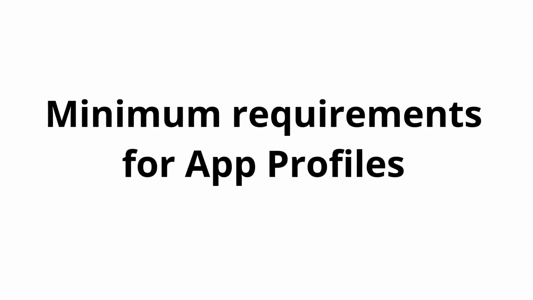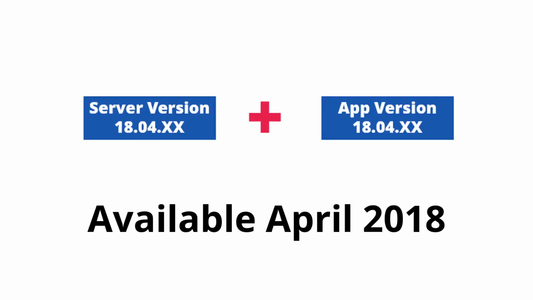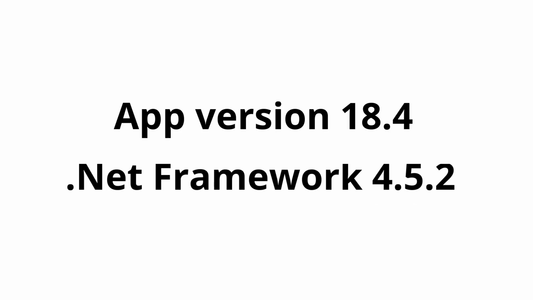What are the minimum versions and technical requirements? The minimum server and app versions for app profiles are both 18.4, available from April 2018. To run app version 18.4, PCs require the .NET Framework 4.5.2. This is the same requirement as for the SnapComms app version 17.